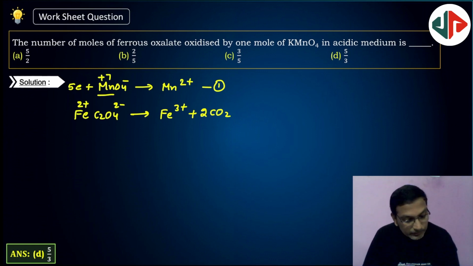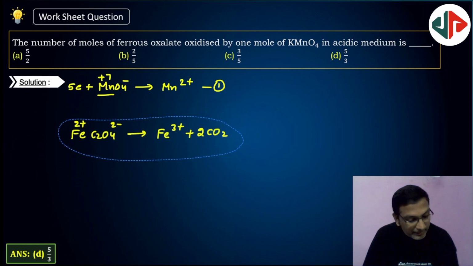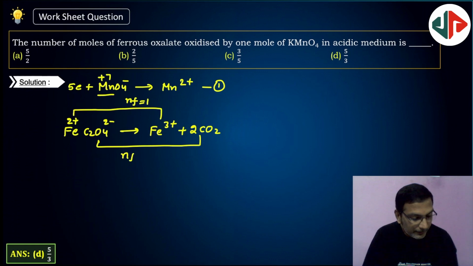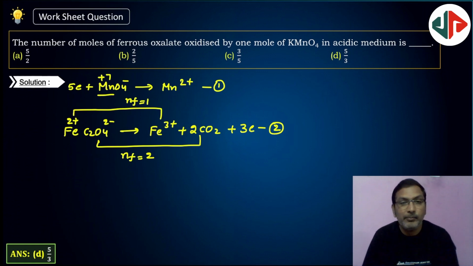So for Fe2 plus to Fe3 plus, n factor equal to 1. That means 1 electron is required. C2O4 2 minus to CO2, n factor 2. So total n factor 1 plus 2 is 3. So therefore 3 electrons will be added here. Expression 2. So in expression 1 we will be having 5 electrons, in expression 2 3 electrons. Therefore multiply expression 1 with 3 and expression 2 with 5.